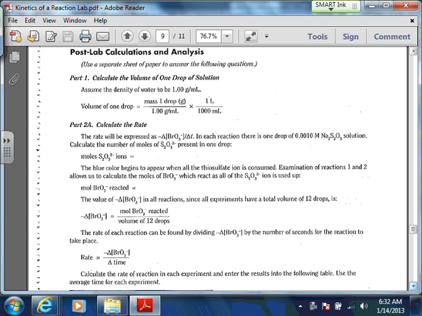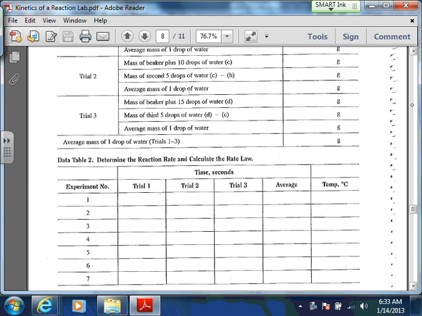To calculate the volume of 1 drop of a solution, we're going to assume the density of water is 1 gram per milliliter. So the volume of 1 drop, what they're basically going to have you do is take the mass of 1 drop and divide that by the density, and then divide that by 1,000 to figure out how many liters there are in 1 drop. I think that's fairly self-explanatory. Let me go back up to the data table here.